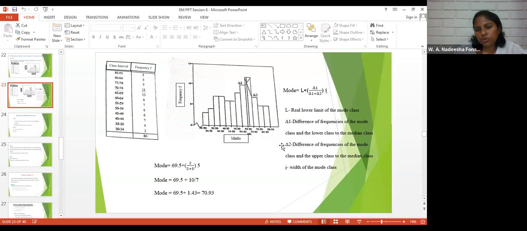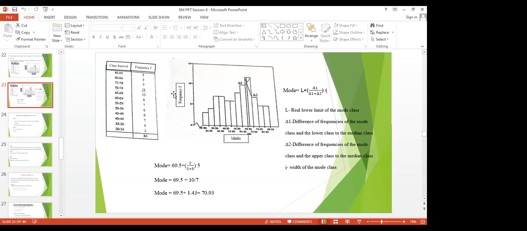Then delta 2, the difference of frequencies of the mode class and the upper class. Here the mode class is 70 to 74. Then the upper class is 77 to 79. Its frequency is 7. So the difference of 12 and 7 is 5. Understood? Okay, madam. Thank you. Got it.